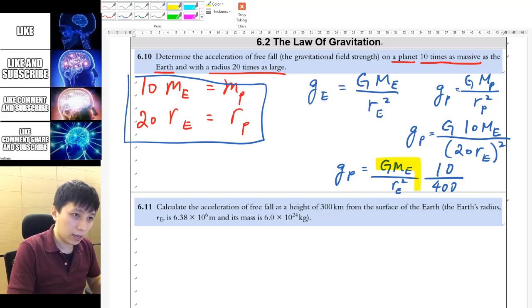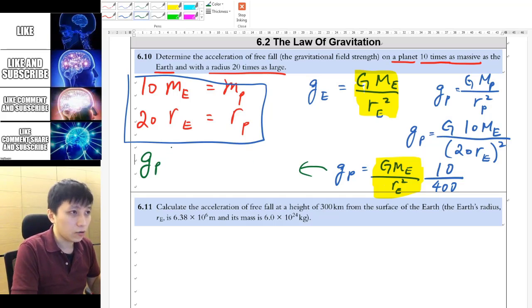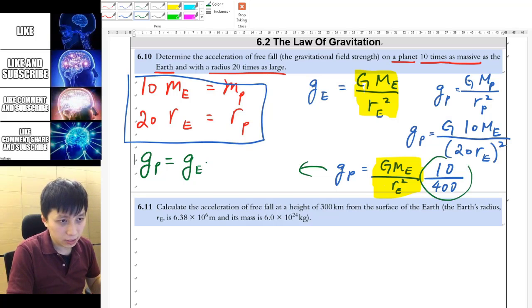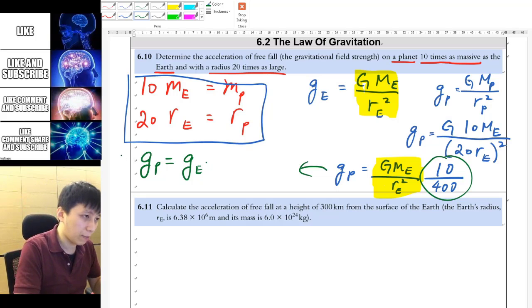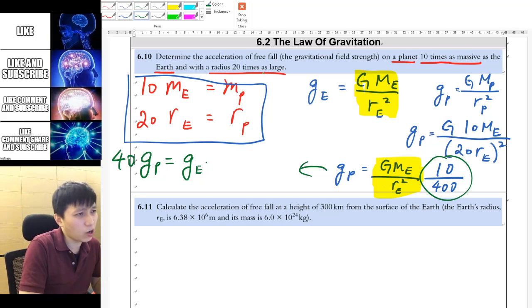And now if you look at this whole thing and then this whole thing, they are exactly the same. And so what you can do is simply change it. Okay, I don't have enough space, so I'll write here. The gravitational field strength of the planet would equal to the gravitational field strength of the Earth times these coefficients. So this will simply be 1 over 40, or I can multiply 40 on that side. Well, depending on what they want. They would want the exact number, then I guess, yeah, I can do it this way.